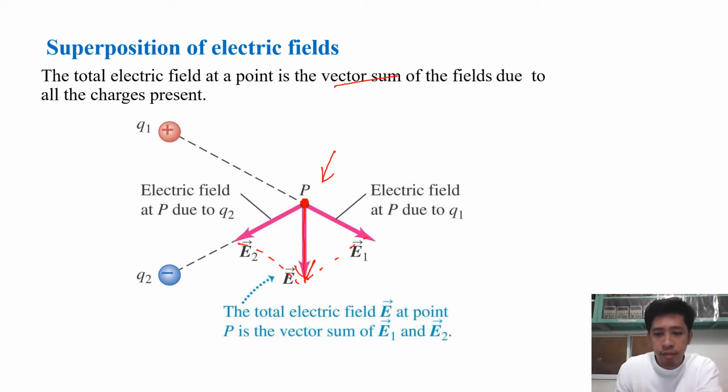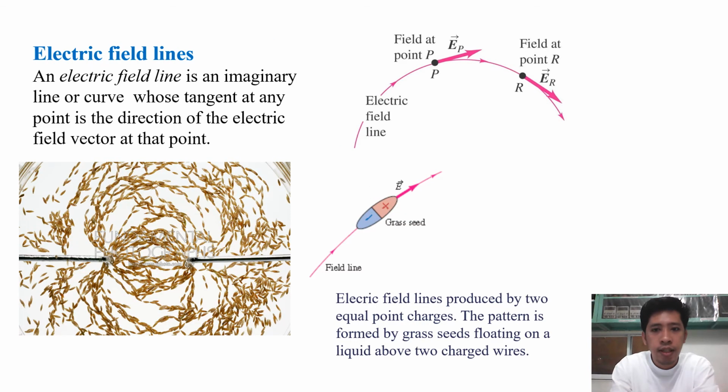So this is the same concept as the superposition of forces. You have the vector sum of your fields, if there are more than one source points, and you want to find the electric field at some certain field point.